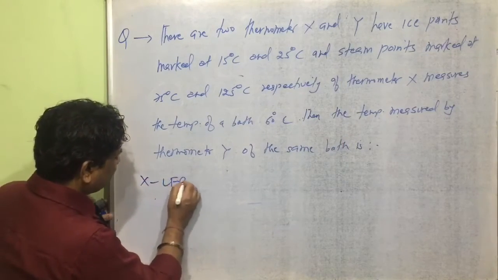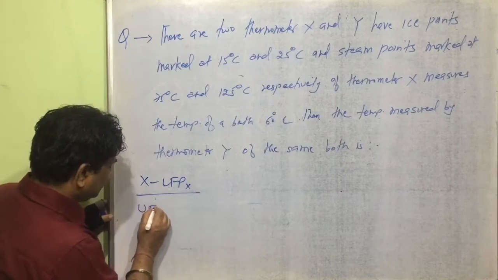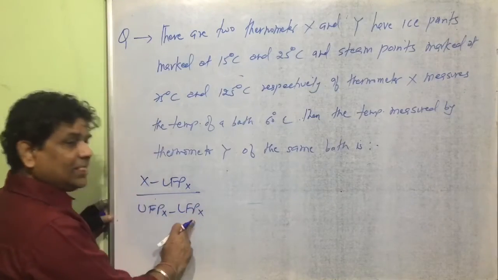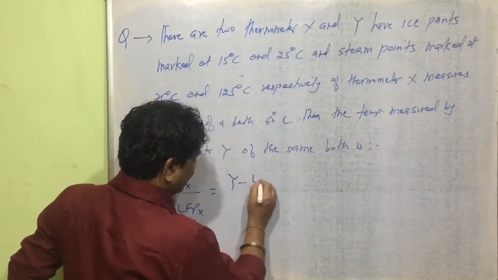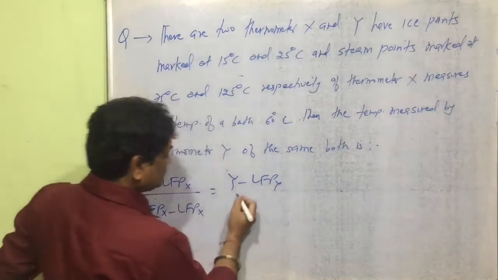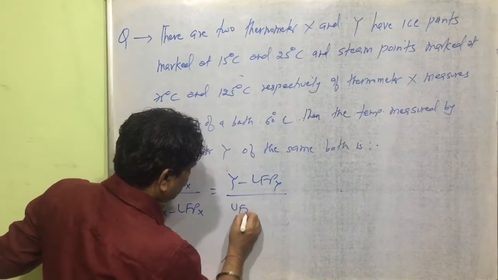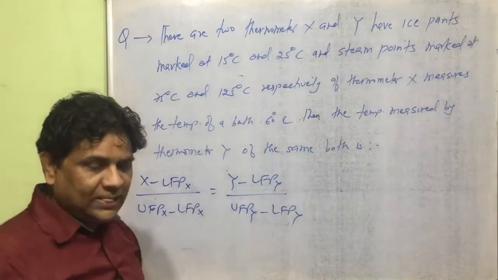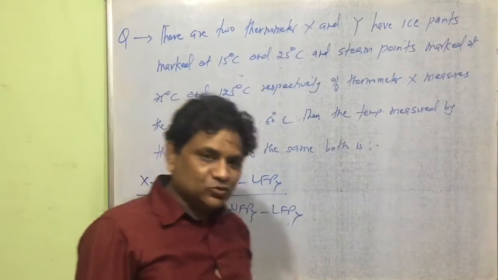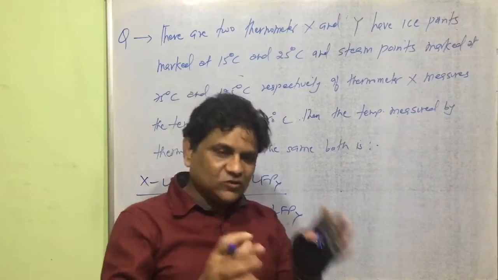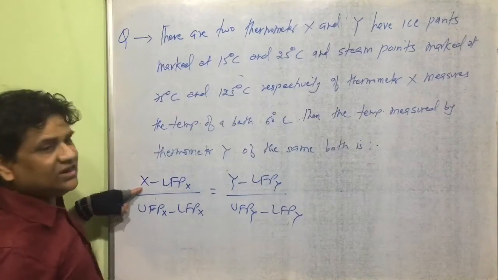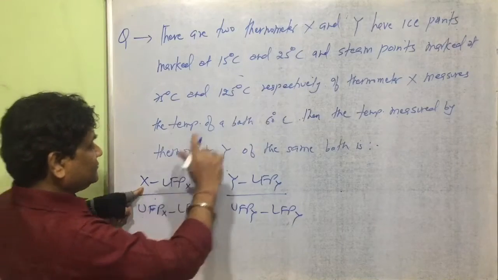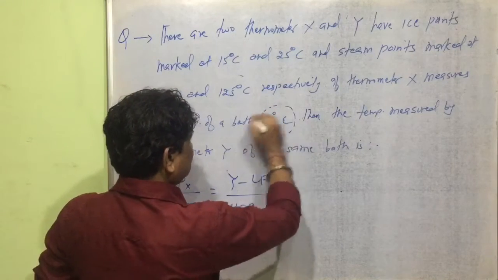X minus lower fixed point on X scale divided by upper fixed point on X scale minus lower fixed point on X scale is equal to Y minus lower fixed point on Y scale divided by upper fixed point on Y scale minus lower fixed point on Y scale. So this is the relation by which we can solve our question. Now data are given, so we can solve it. X is the reading on X scale. What is the reading on X scale? It is given as 60 degrees Celsius.